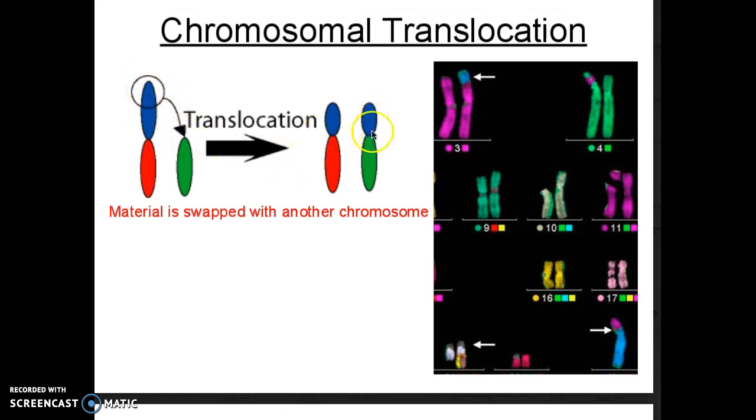So the end result is you're potentially lacking letters here, but those letters that you're lacking are now on another chromosome. So now you might have A, B, C, W, X, Y, Z. What you're looking for is an addition of letters that weren't supposed to be there. And that just means that a piece of a non-homologous chromosome might have transferred to this chromosome.